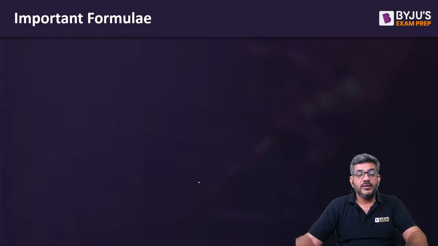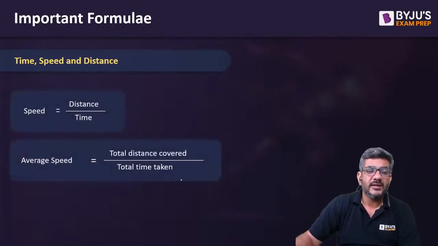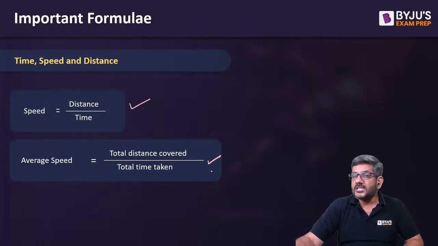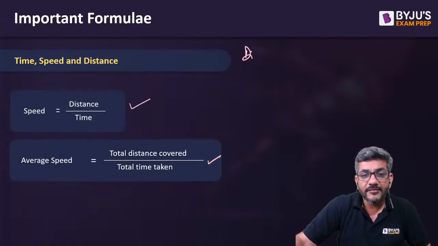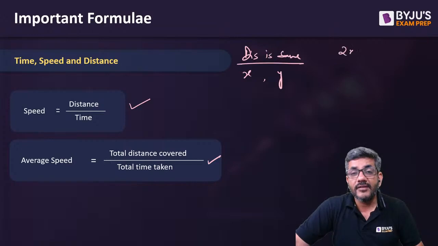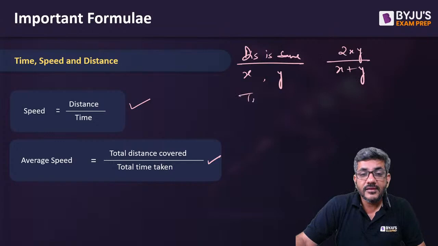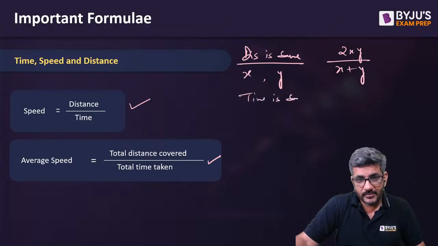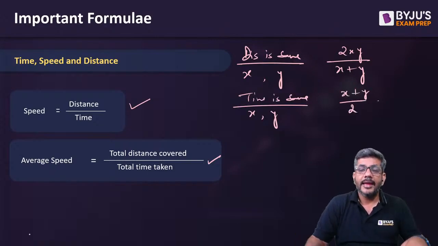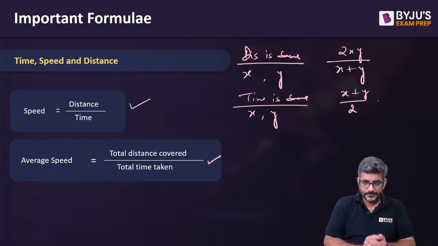The next point now that we have is about time, speed and distance. Who does not know this formula? जानते हैं आप लोग. एवरेज स्पीड में मैं आपको एक बात कहना चाह रहा हूं. If the distance is same for two speeds x and y, the average speed is given by 2xy upon x plus y. And if the time is same, ठीक है, for two speeds x and y, if the time is same, the average speed is given by x plus y divided by 2.